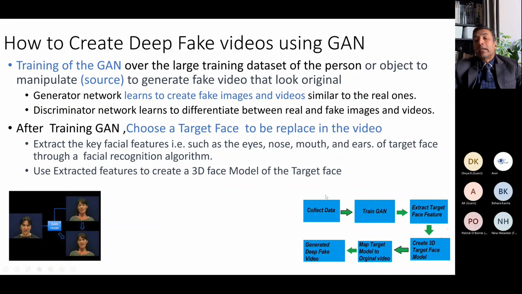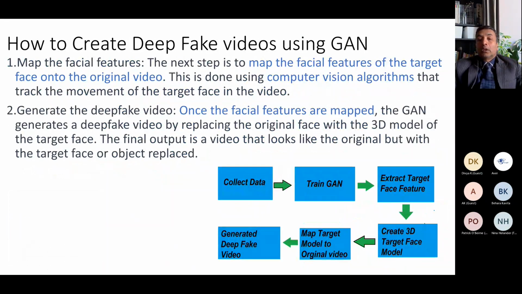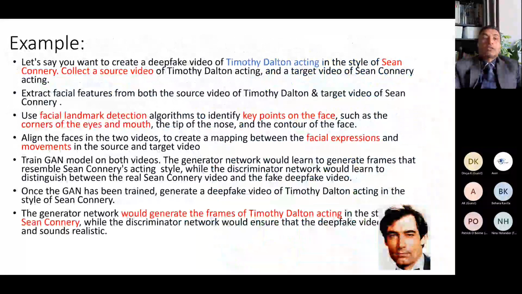So here is the basic understanding. We first collect the data, which should be the source video as well as the target video. Then we train the GAN, and once we have trained it, we extract the target face features and create a 3D model of the target face. Then we map this target face model to the original video, which creates the generated deepfake. This is the overall process showing how the generative adversarial network maps the created 3D face model of the target over the face of the source video. So let me give you an example.